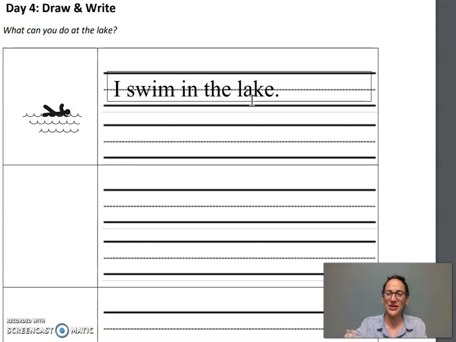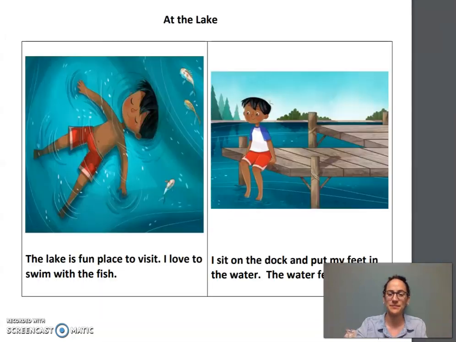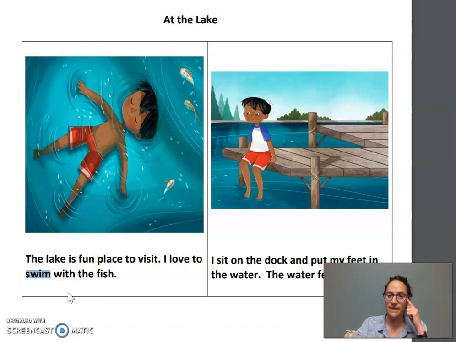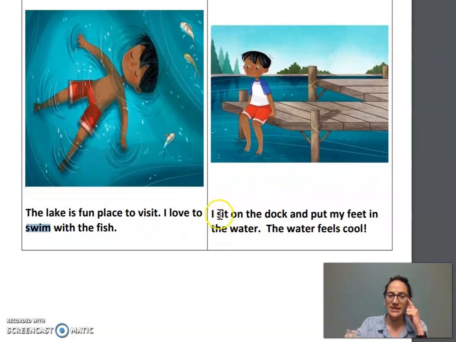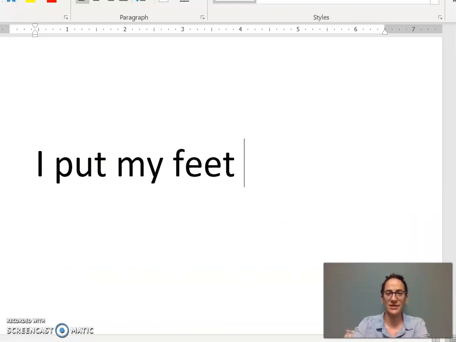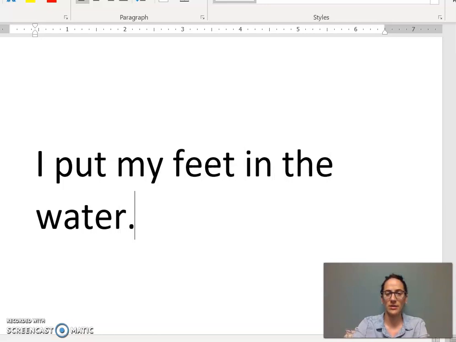Let's go back to our book and see if we can find some examples. Oh, he says, I love to swim with the fish. I remember that from our example too. I can say, I sit on the dock and put my feet in the water. The water feels cool. So what can we do at the lake? I can say, well, I put my feet in the water. Let me try that. So I'm going to write, I put my feet in the water.